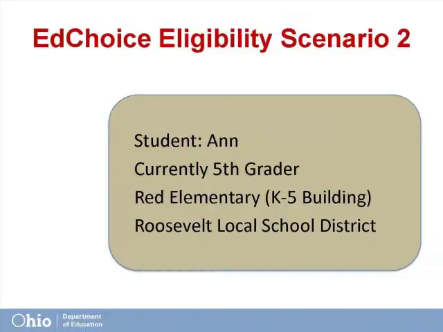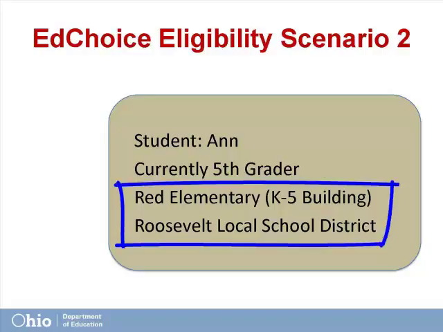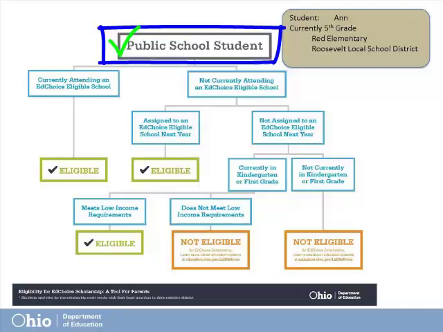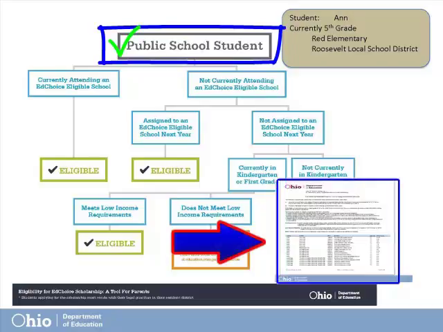In our next example, we have Ann, a current 5th grade student at Red Elementary School. Red is a kindergarten through 5th grade building in Roosevelt Local Public School District. So we must review the current public school student flowchart and then review the list of eligible buildings. Red is not on the list of eligible buildings.